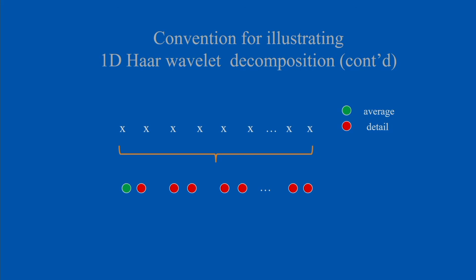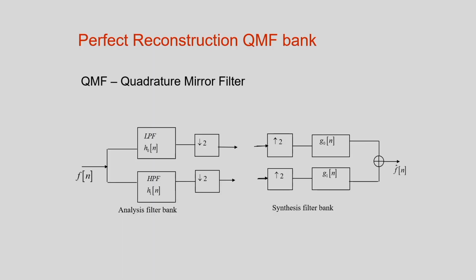So after decomposition I am getting this. This is the approximate value, and the remaining red one is the details I am getting. This implementation can be done by using two filters. One is the low pass filter, another one is the high pass filter. That means the decomposition can be done by considering two filters.